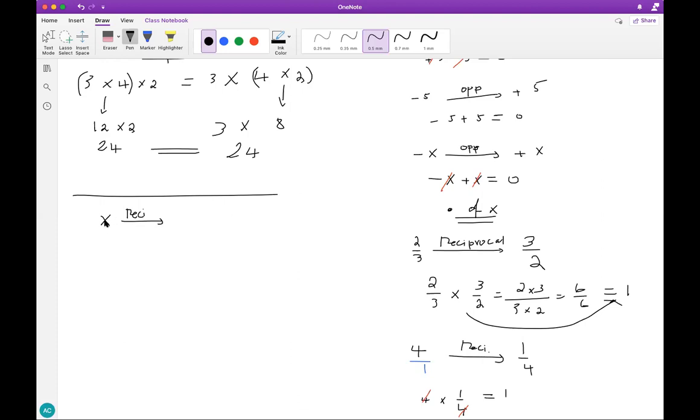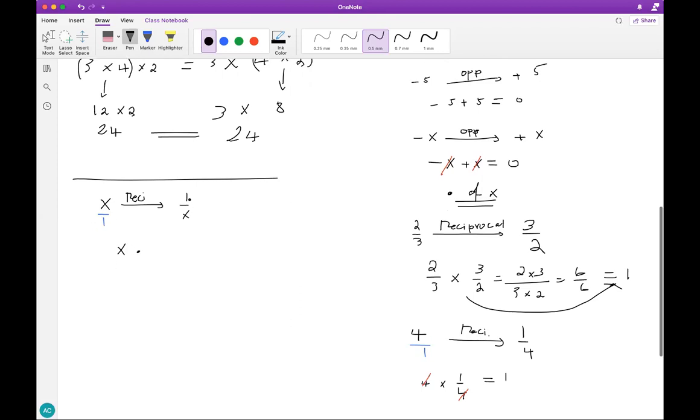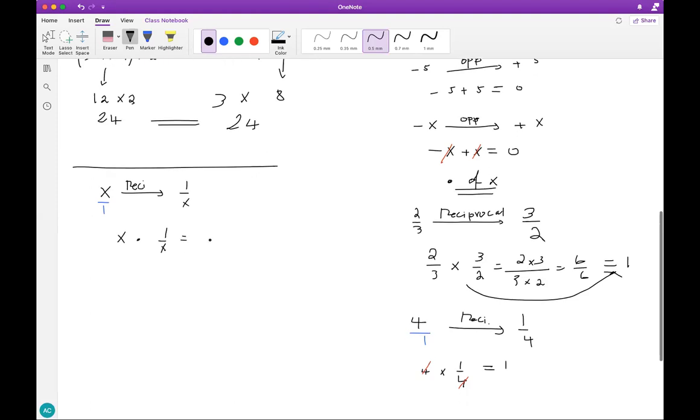So for any real number x, if we put this over 1, the reciprocal would be 1 over x. That's right, 1 over x. And of course, if you times these, if you say x, this number, or x over 1, if you times that by 1 over x, this will be again 1. A number times its reciprocal is 1. Or again, you can think of it as canceling out this x.